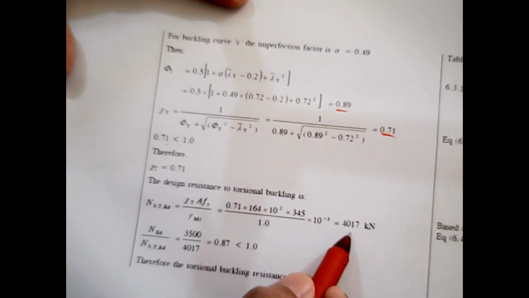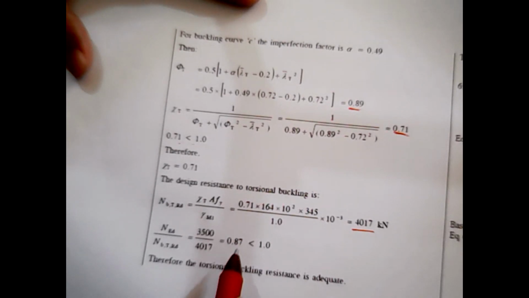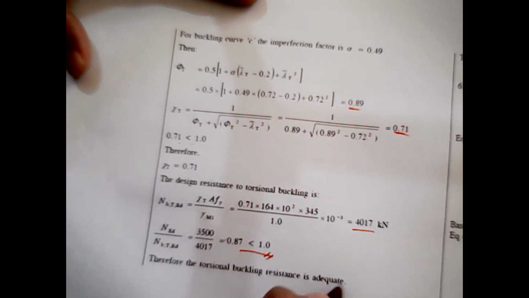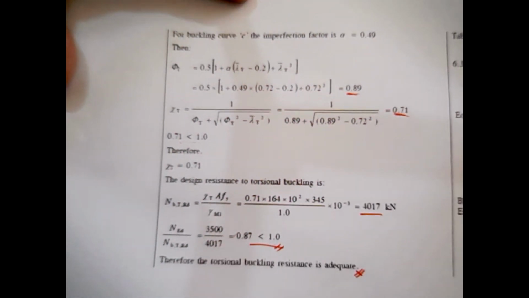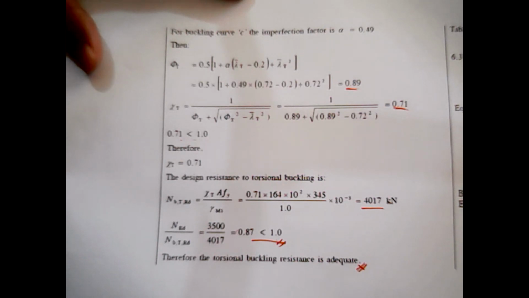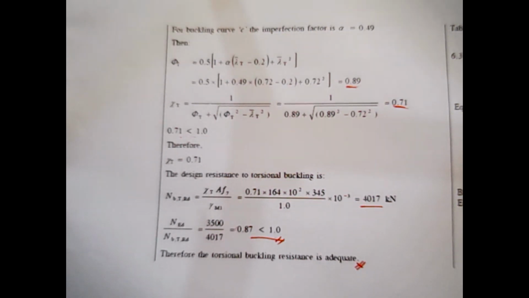So your NBTRD is given as 4017, and the ratio is less than 1. So the torsional buckling resistance is adequate. So this completes example 1.